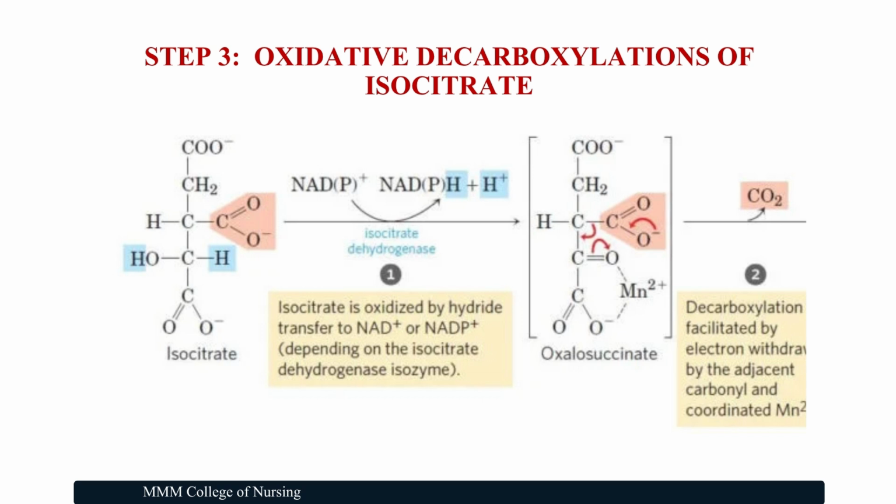Second, a CO2 molecule is released. This is the first carbon dioxide to leave the cycle. Third, the remaining molecule rearranges itself into alpha-ketoglutarate, a 5-carbon molecule. A cofactor called manganese helps facilitate this reaction. So after step 3, we have gone from 6 carbons down to 5 carbons. We have produced 1 NADH and we have released 1 CO2. The enzyme is isocitrate dehydrogenase.